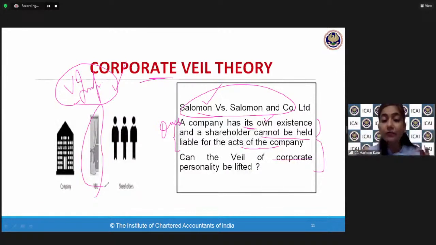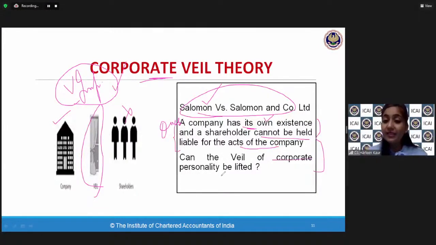What is the meaning of this separation? Whatever the company is doing, we will not be liable for the acts of the company, which actually means the opposite of the mutual agency relationship that you had in partnership. That's why we tell you that for partnership, mutual agency is the true test, because companies never have mutual agency. Companies always have a separate legal existence. And this was proven by Salomon versus Salomon and Company Limited.